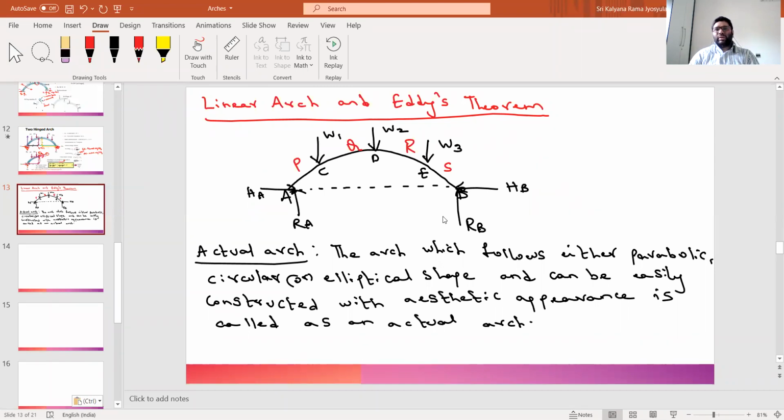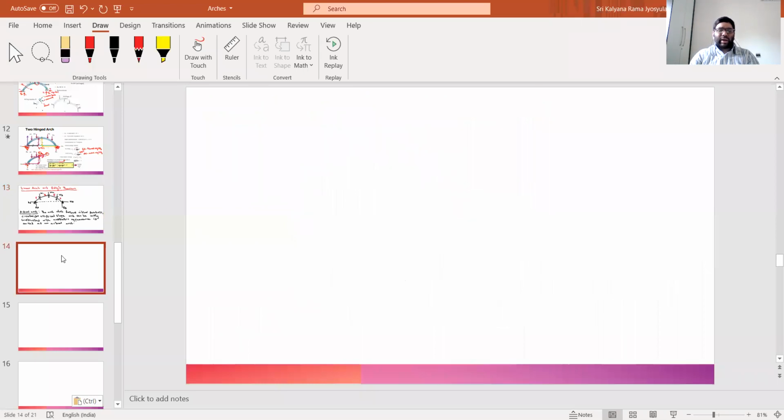So there are two things here to understand. First one is we have actually got an actual arch which is in the shape of a parabola or circular or elliptical shape. But there is something called theoretical arch. So that is actually used to understand how exactly the positioning of loads would influence the overall behavior of an arch. Okay, so let us try to understand that in today's class.